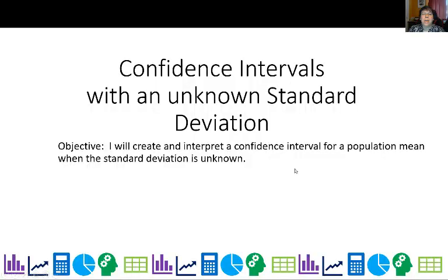Now we're going to go ahead and look at confidence intervals with an unknown population standard deviation.